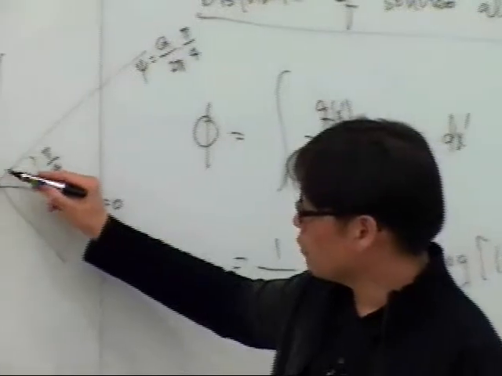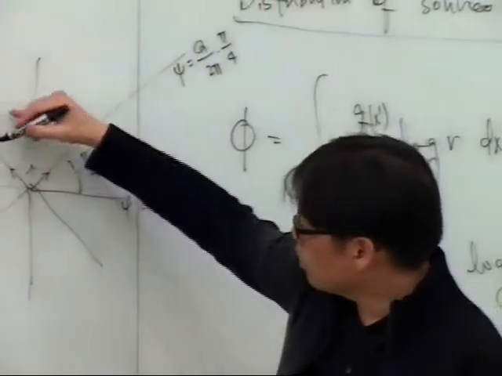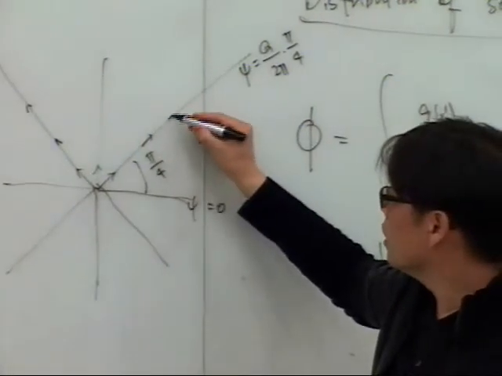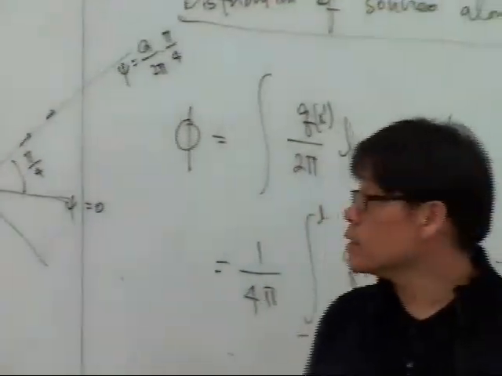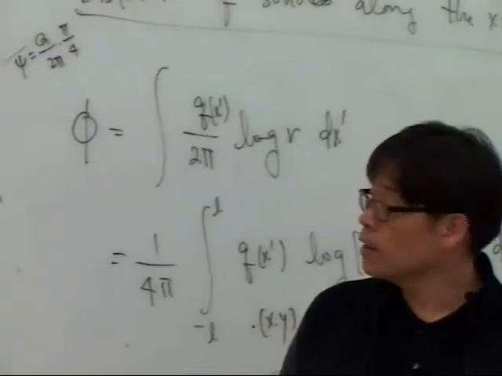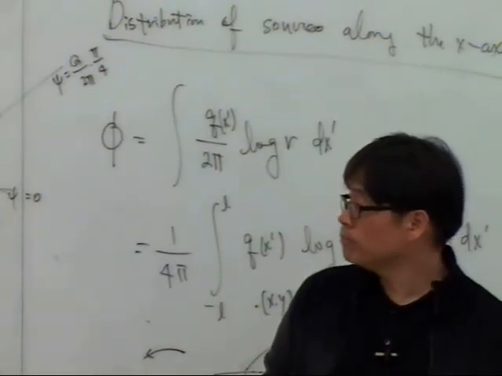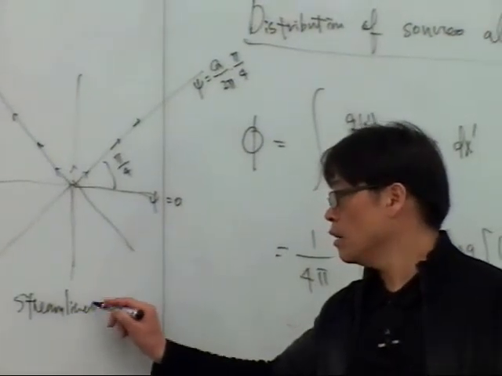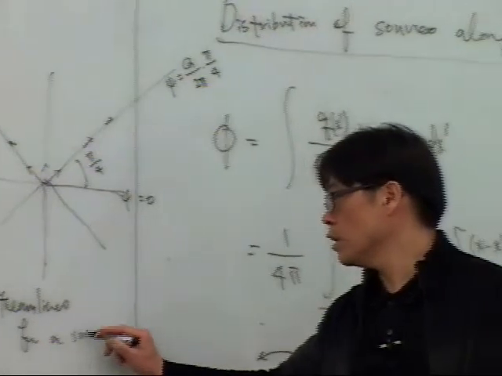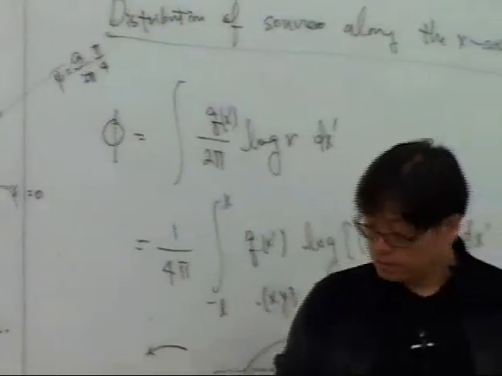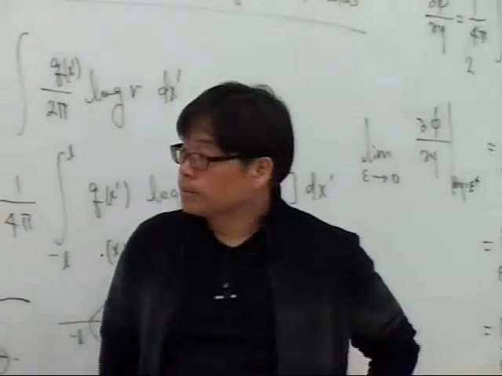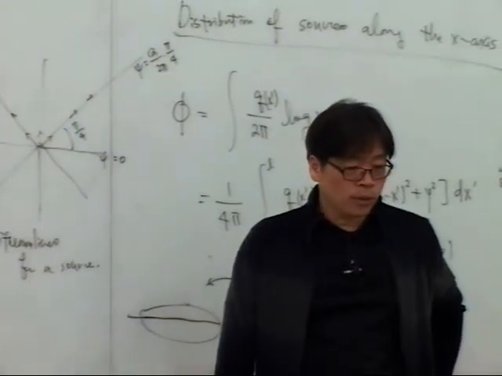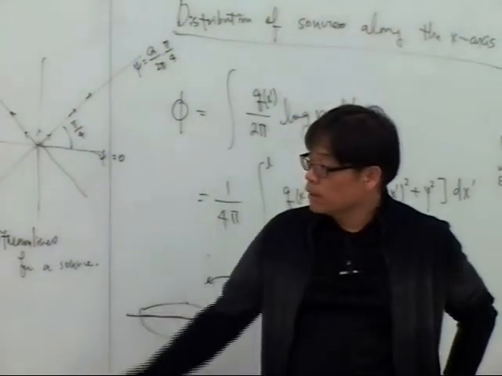And because I'm talking about source, the velocity vector is always tangent to the streamlines. Okay? So these are the streamlines for a source. Okay, I'll talk about the dipole and the vortex on Thursday.